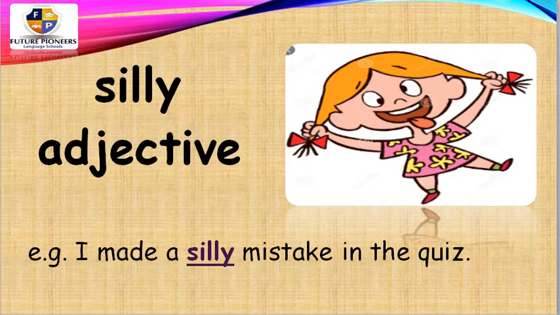The first word we have here is silly. Silly is an adjective. Adjective means that the word describes something or someone. So silly is an adjective, and it means that she is doing silly actions. She is doing something not valuable, something funny. So, for example, I made a silly mistake in the quiz.